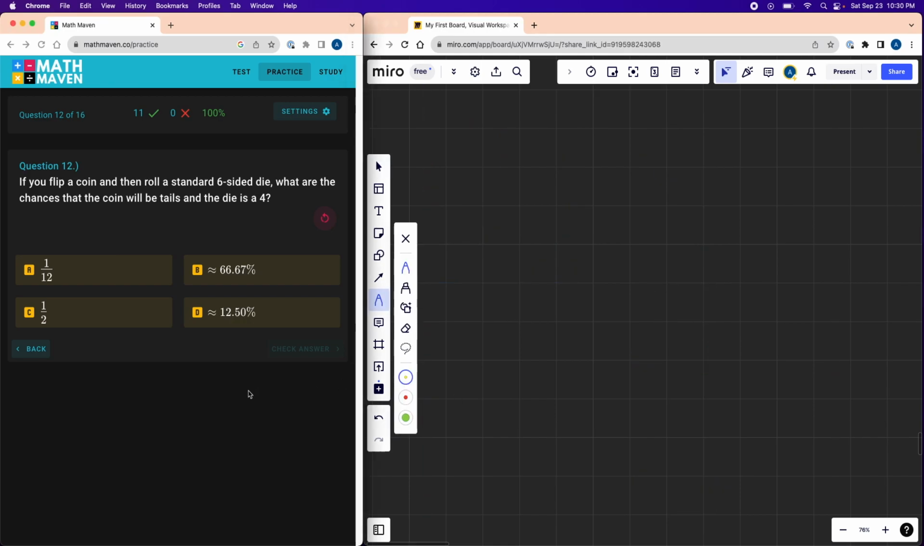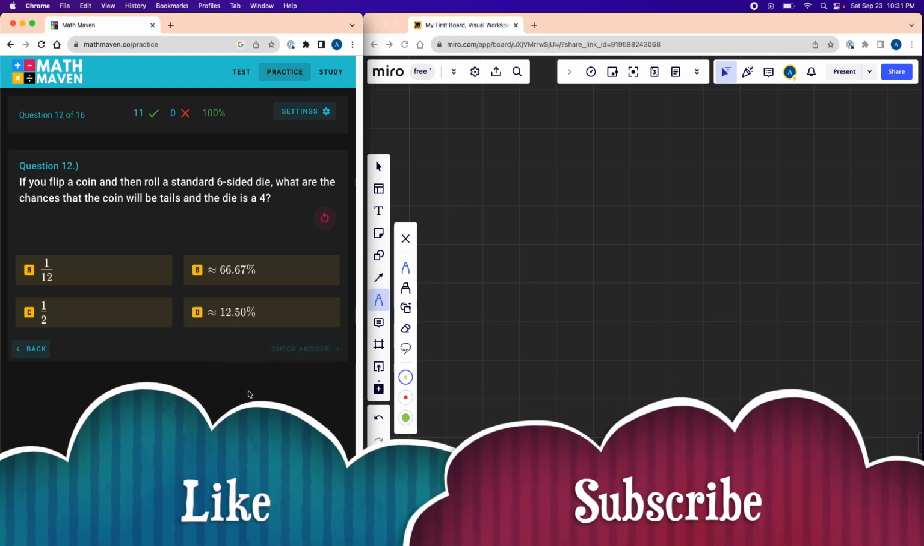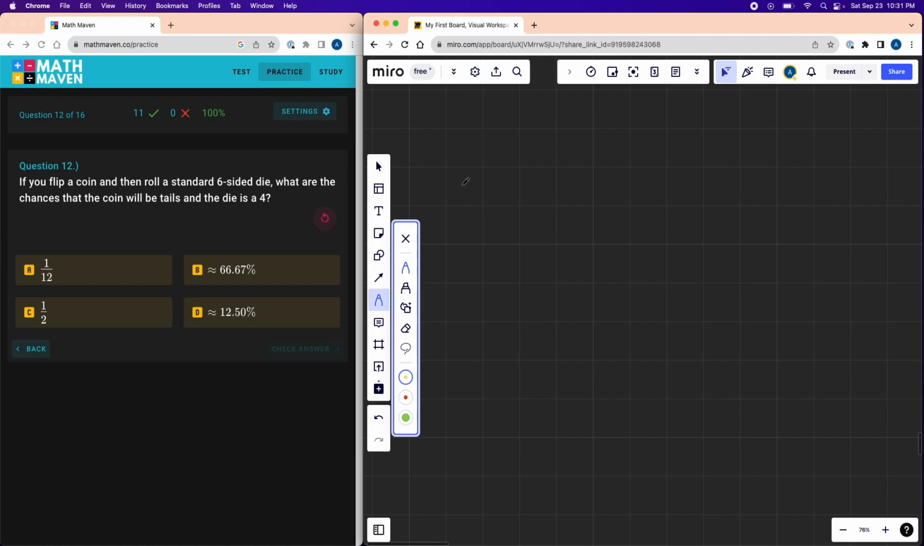Question number 12. If you flip a coin and then you roll a standard 6-sided die, what are the chances that the coin will be tails and the die will be a 4? All right, so press pause and try this one out on your own. All right, let's try and work through this one together here.